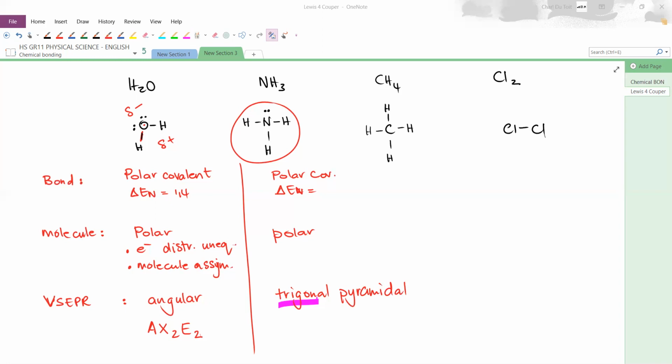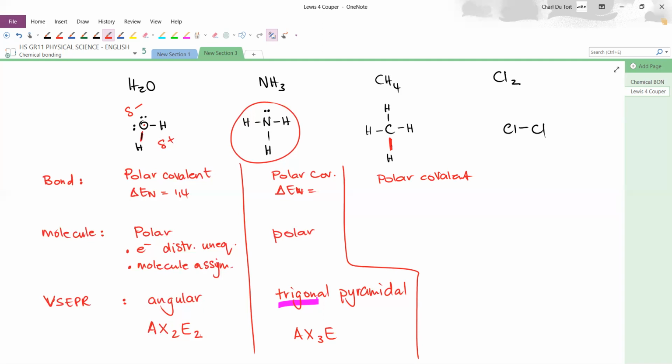Okay, good. And then AX3E1. Good. Methane gas. Any of the bonds polar? Yeah, polar covalent. I just took the electronegativity between carbon and hydrogen, and I got a value of something like 0.4.